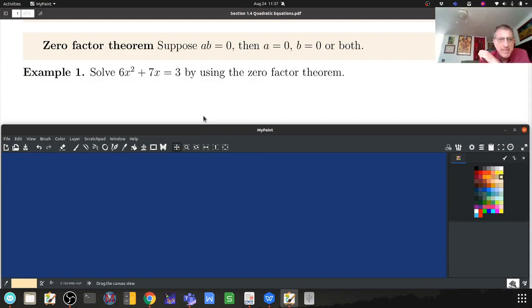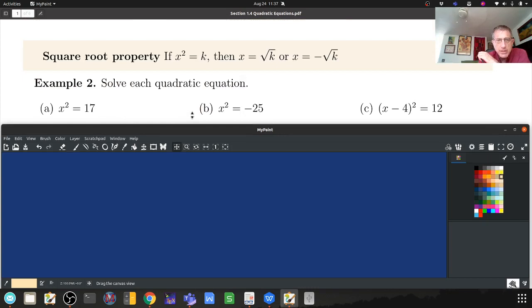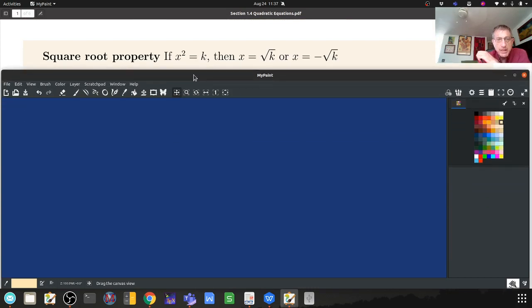So that's by factoring. Now we're actually going to do something else. I'm going to give you a theorem, and at the end of the lecture I'm going to challenge you to try to come up with its proof. And I'll give you a hint. It's pretty easy. So we're going to use this property all the time.